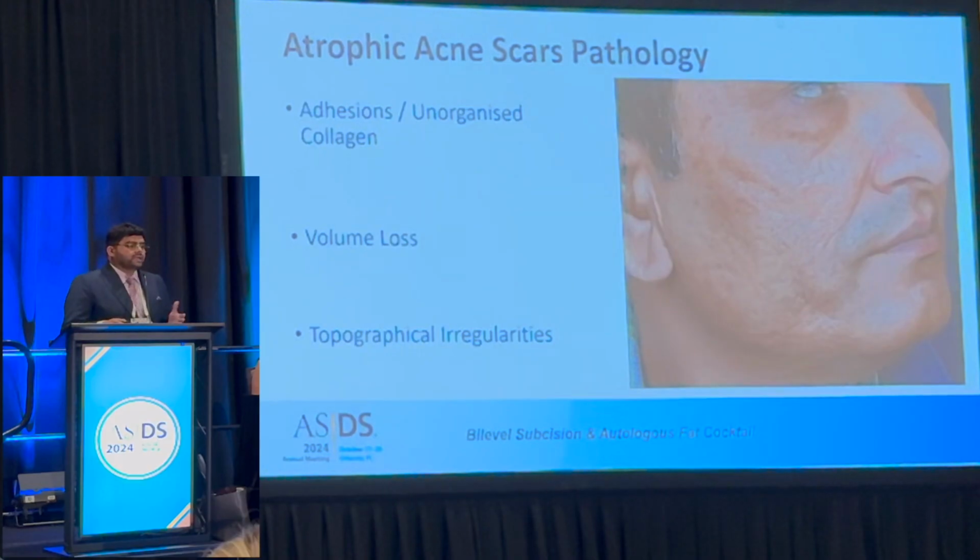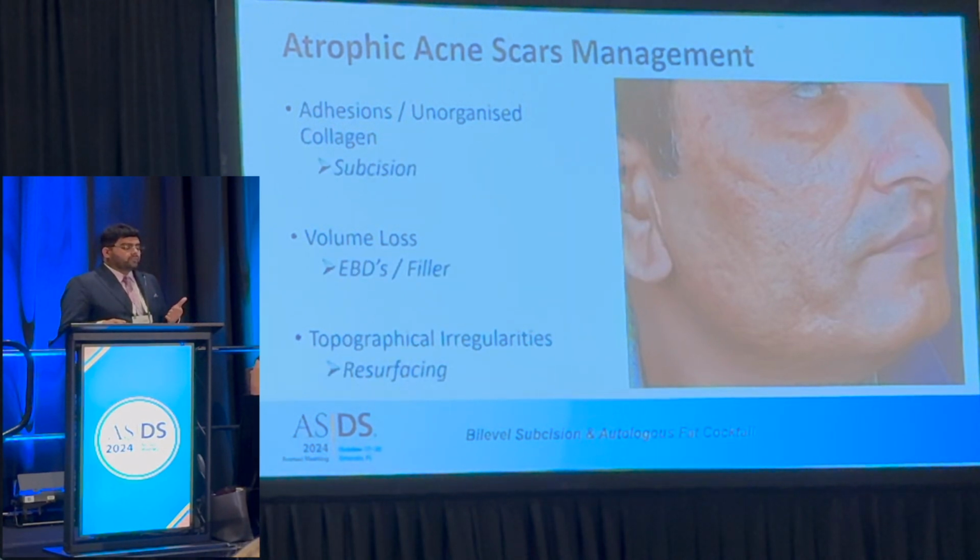We know that whenever we see acne scars, we have to examine them with depth and horizontally in terms of morphology. We majorly see adhesions or unorganized collagen, volume loss, and topographical irregularities. For each of them, subcision is usually preferred when we want to clear the adhesions. Energy-based devices or fillers are preferred when we want to improve the volume loss, and for topographical irregularities, resurfacing is what works the best.